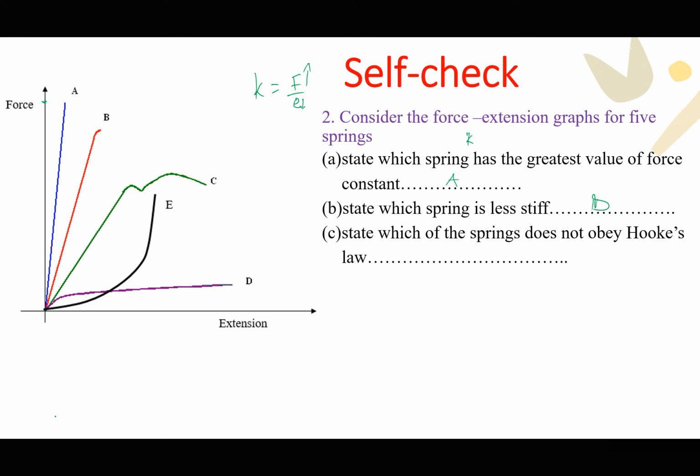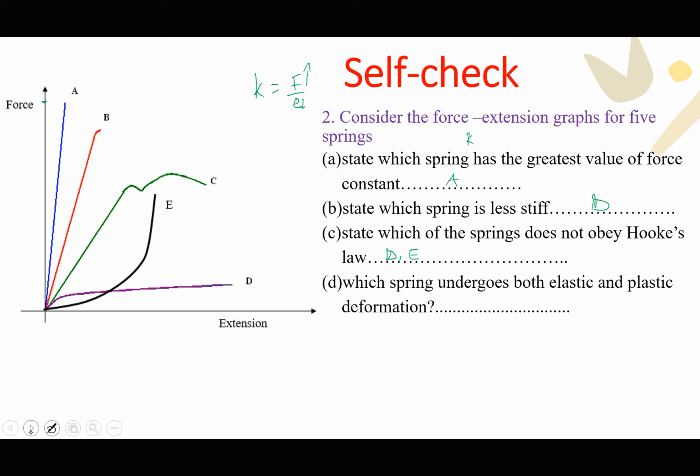So A automatically obeys Hooke's law. So we can consider A, B, and C to be obeying Hooke's law because initially they are straight lines through the origin. So we can take D and E. However, for Hooke's law, it is supposed to be a straight line throughout. But of course, initially for small loads, Hooke's law is obeyed for A, B, and C, but it's not obeyed for E and D.